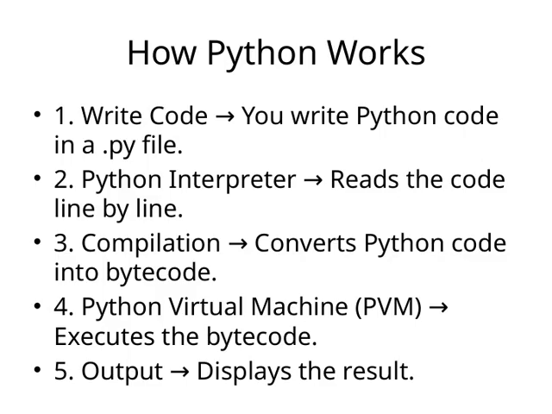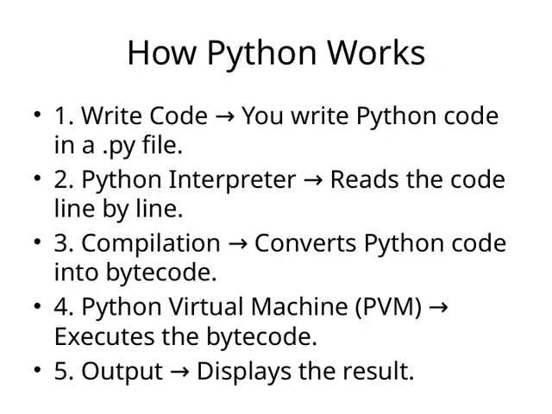First, you write your code in a .py file, which is just a plain text file containing your Python instructions. When you run that file, the Python interpreter steps in. It reads your code line by line, making sure it understands each instruction. Next, Python doesn't execute the code directly. Instead, it compiles it into something called bytecode.